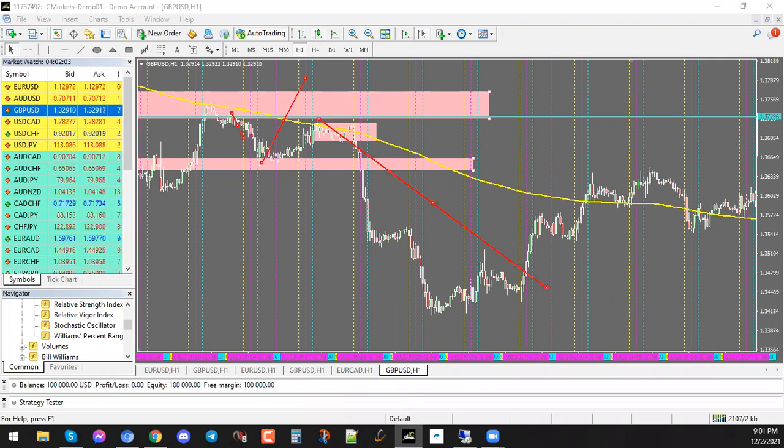Oh, I see. So this same concept applies to all time frames, correct? Yes, the same concept applies to all time frames.